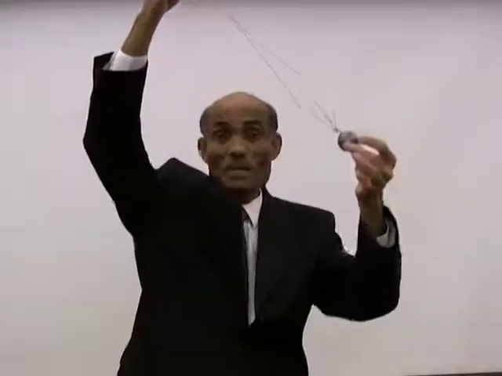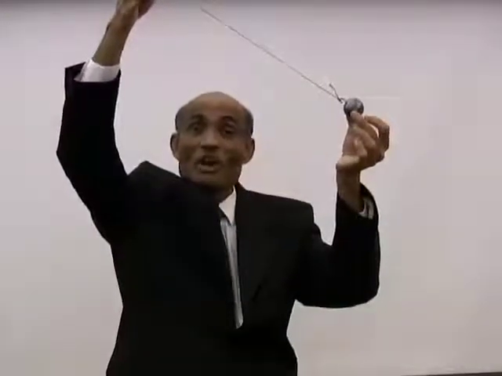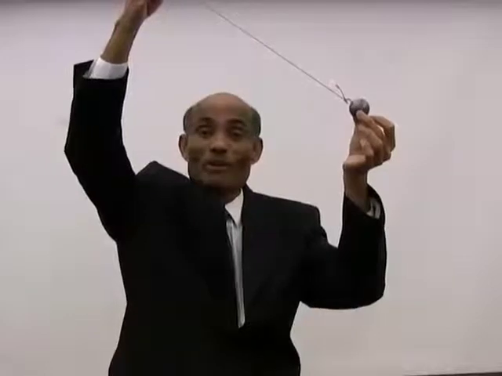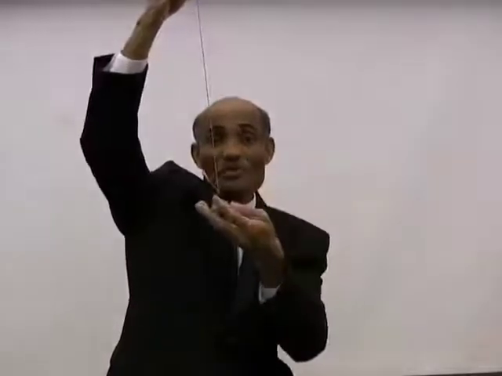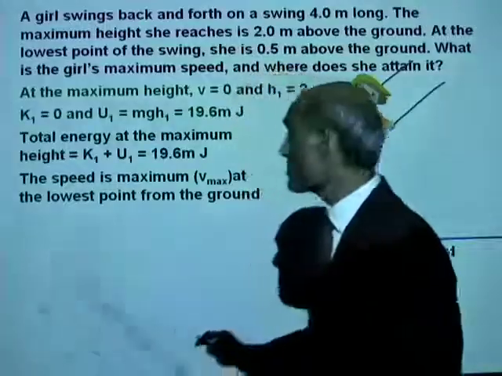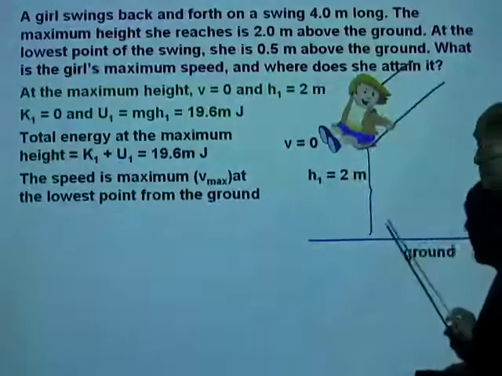Maximum speed happens at the lowest point. There is no speed at the highest point. All the potential energy is converted to kinetic energy at the lowest point. Alright, let's use this to solve this problem now. The speed is maximum at the lowest point from the ground.